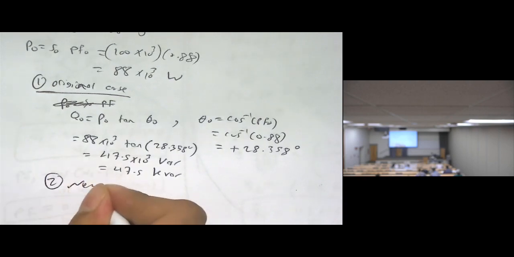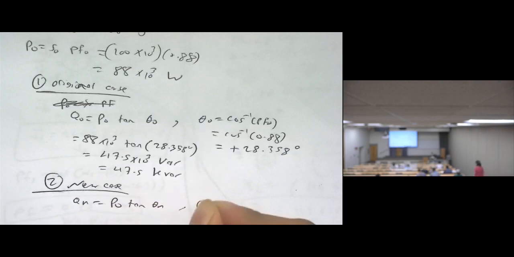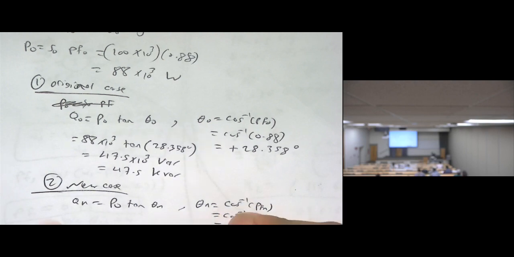Then the new case. The same scenario, Q_new equal P_O times tan theta new. So theta new equal cosine inverse of power factor new. Then it's going to be cosine inverse of 1, which is 0. Then Q_new will be P_O, or 88 times 10 power 3 times tan 0. What's the tan of 0? 0. So Q_new will be 0.